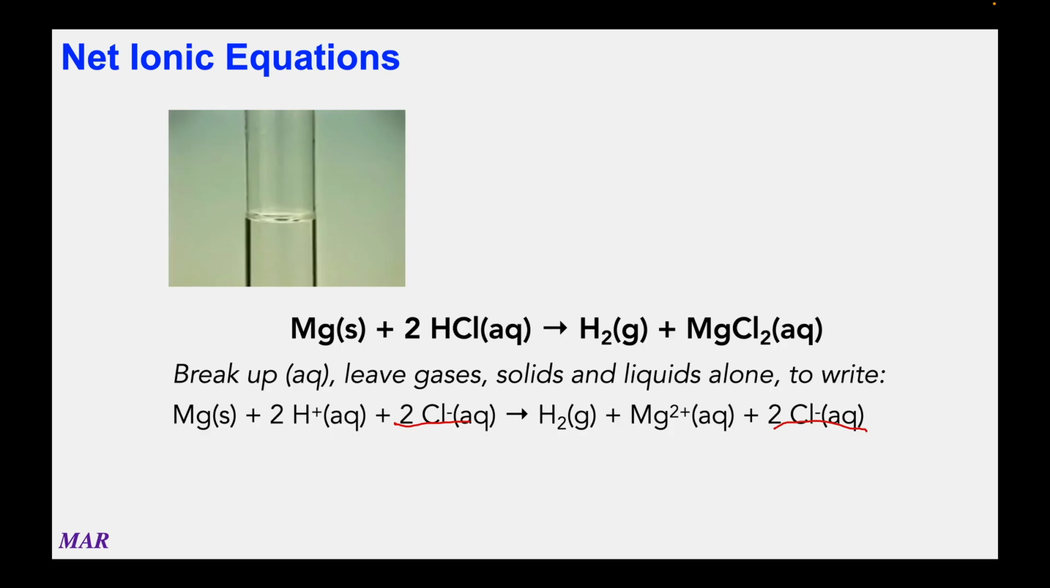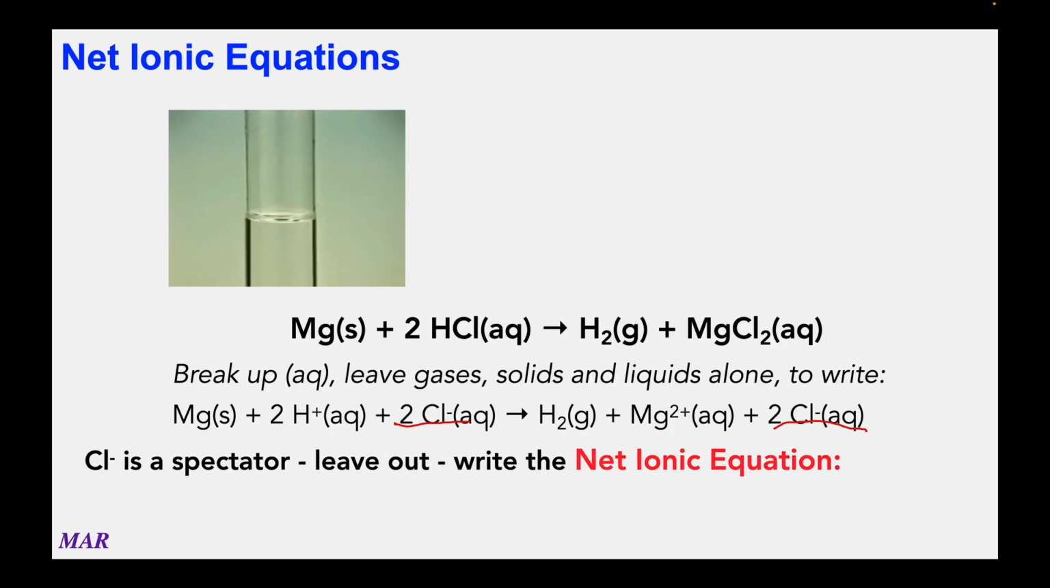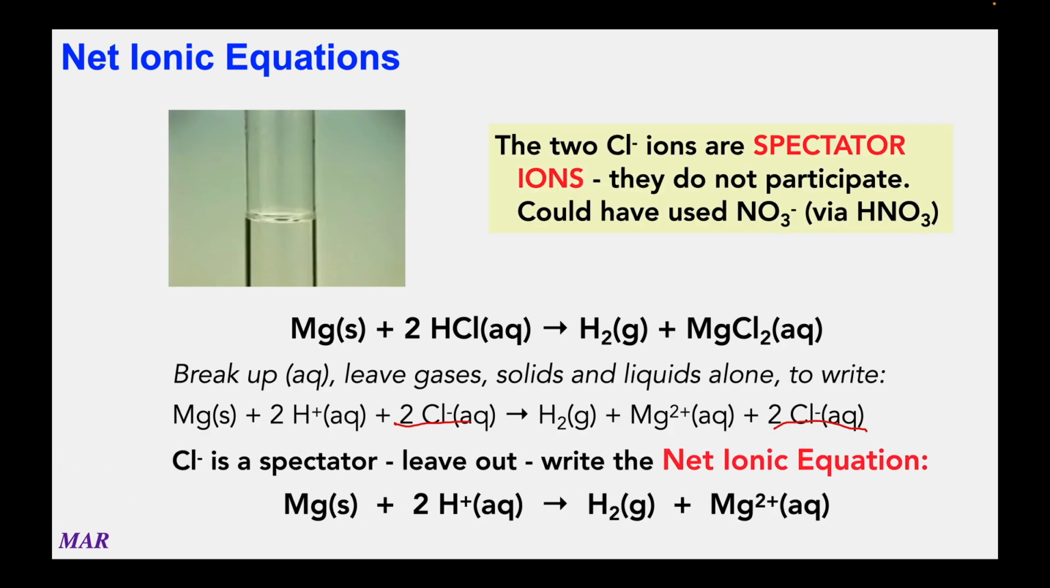So let's pull the 2 chlorides out and just show what's left. The overall net ionic equation here: magnesium metal, magnesium is a solid, reacting with 2H plus aqueous to make H2 gas and magnesium 2 plus. So chloride is a spectator.